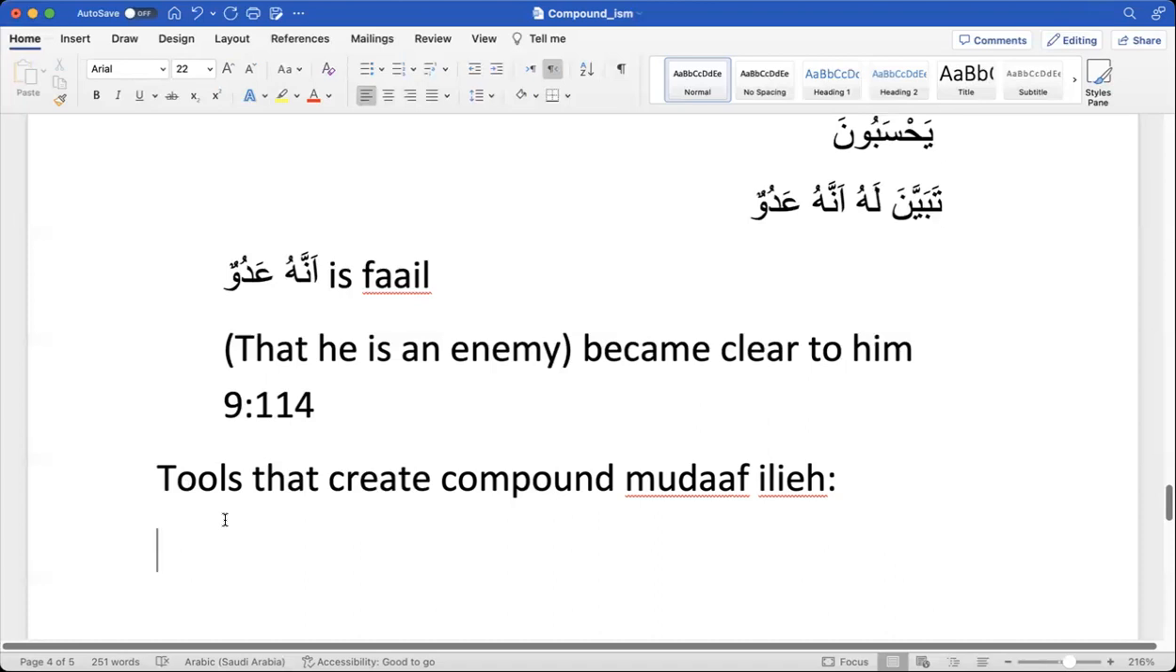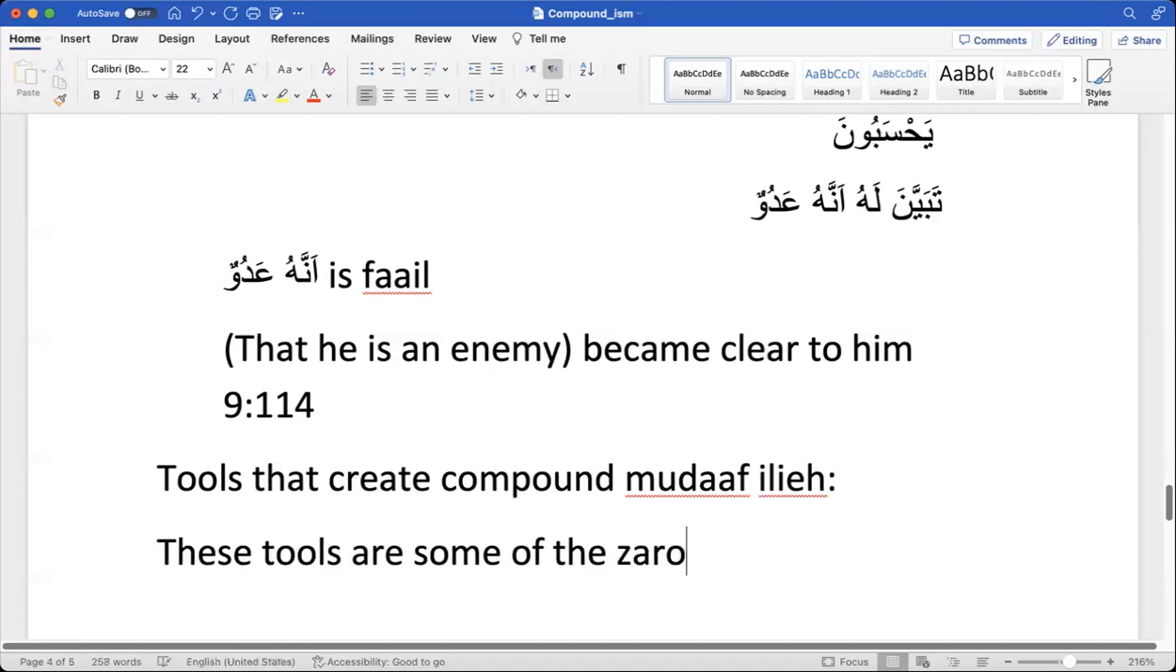Now, what are those tools actually? These tools are some of the zarfs. Do you know what is zarf? Zarf, adverbs, of makan and zaman. So I write in the bracket: zarf.